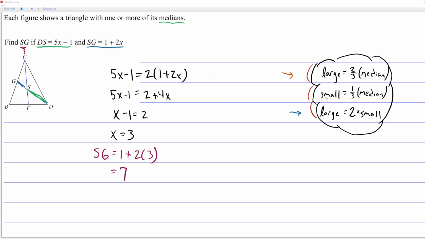There's one more possible example. If you have the small piece and you have the entire median, you could use this equation that's in the middle. This video is too long already though, and this will take care of all the basic things that you have to do with medians of triangles.